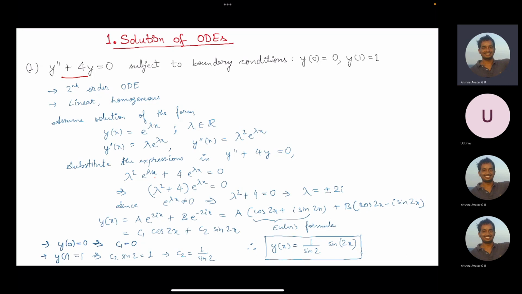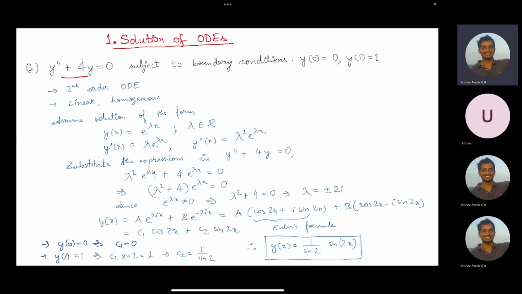We know that e to the power lambda x is not zero, since both lambda and x are finite, this term won't be equal to zero. So this simply leads us to lambda square plus 4 is equal to 0. This implies that lambda is equal to plus minus 2i. The general solution to this problem is y(x) is equal to a e to the power 2ix plus b e to the power minus 2ix.